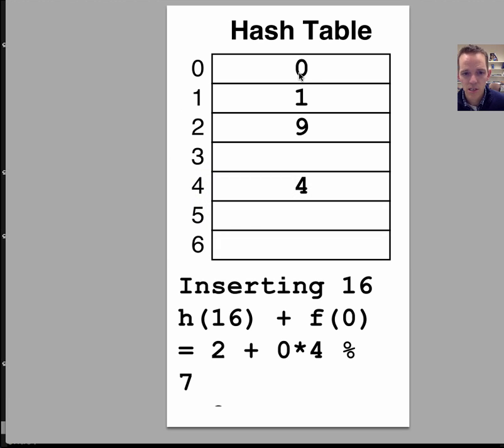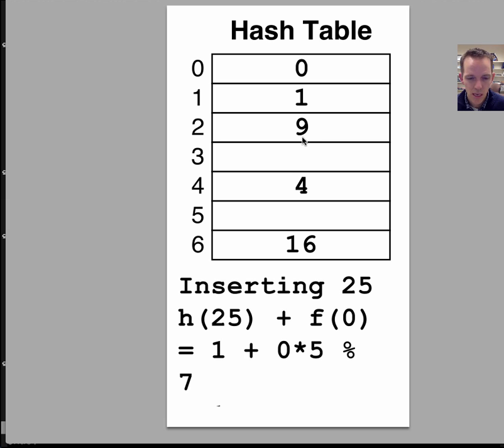Again, we've already inserted 0, 1, 4, and 9, and then it gets interesting when we do 16. So we try to do 16. We have a collision, and then with f of 1 here, we're applying R minus x mod 7, and that's going to equal 4. So then we add 4 to our step counter, and so we get 6, and great, that spot was empty.